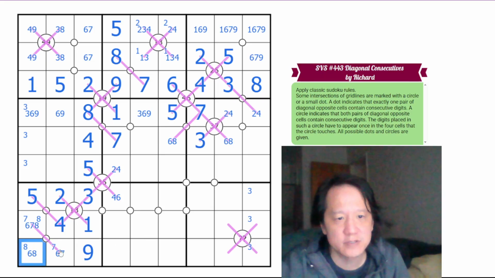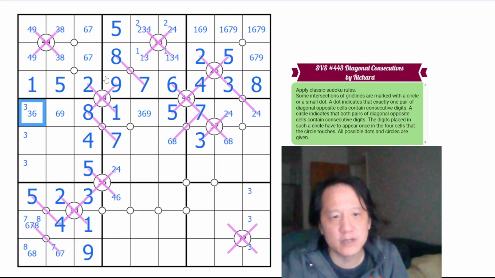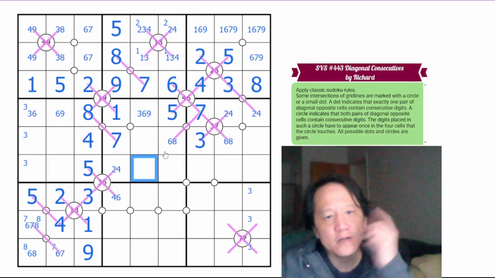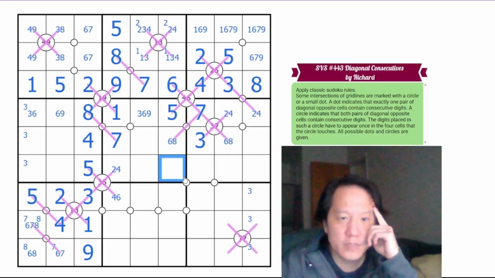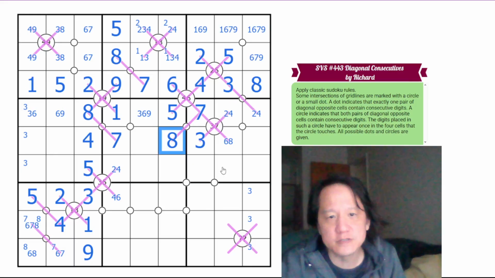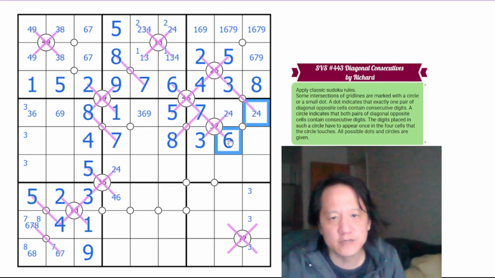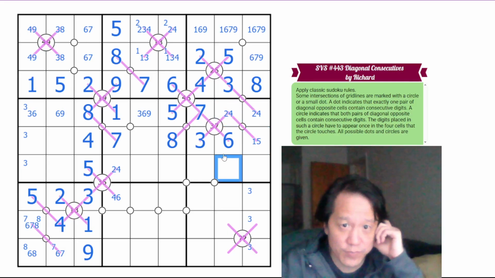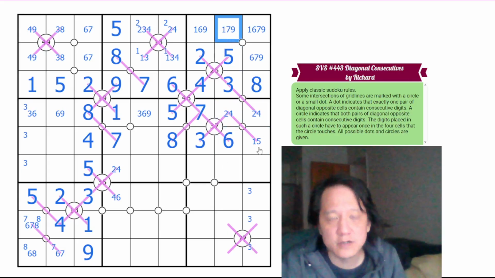So this cannot be 7 here. This can't be 9 because of the 4, 9 pair in the column. This 6 eliminates 6 here, so this is 8, which means this can't be 8, so it's 6. 6 is not consecutive with 2 or 4 here. So that means that this must be consecutive that way. It has to be 1 or 5 here to be consecutive with 2 or 4. The 6 eliminates 6 here.